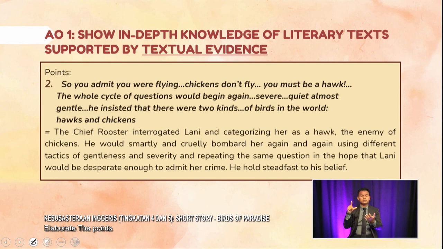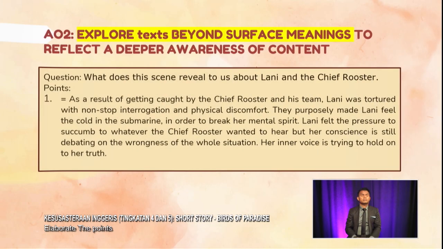The chief rooster interrogated Lani, categorizing her as a hawk, the enemy of chickens. So he would smartly and cruelly bombard her again and again, using different tactics of gentleness and severity, and repeating the same question in the hope that Lani would be desperate enough to admit her crime. He held steadfast to his belief. This is what students have to answer in this kind of manner because we want to see whether students are able to analyze the evidence well. Okay. So that is based on evidence.